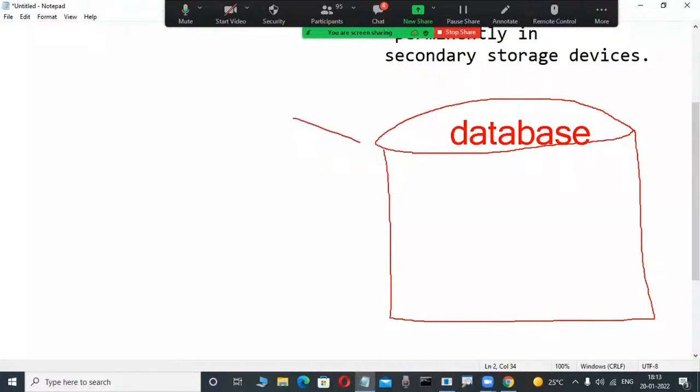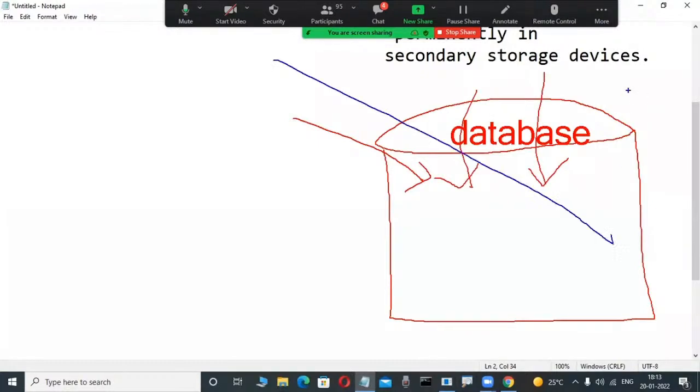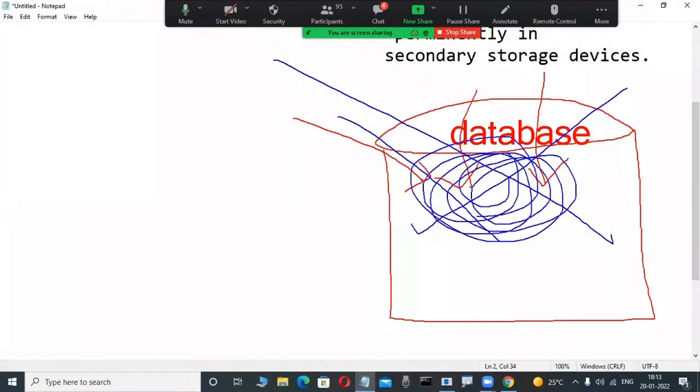Suppose we think we are storing a random collection of data. That is absolutely wrong. Actually, Oracle, SQL Server, DB2, Sybase, Informix, Ingres, Teradata, these types of databases do not store a random collection of data. These databases only store a structured collection of data.